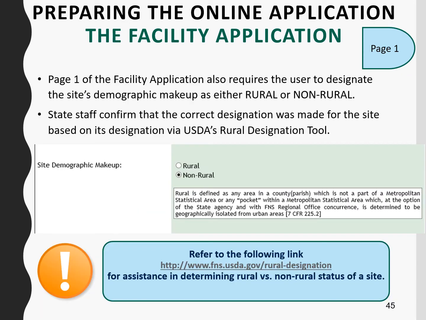Page 1 of the facility application also requires the user to designate the site's demographic makeup as either rural or non-rural. State staff confirm that the correct designation has been made for the site based on the designation via USDA's Rural Designation Tool. Below is a link to the tool for assistance in determining rural versus non-rural status of a site.